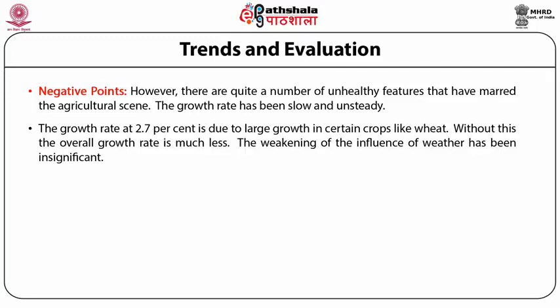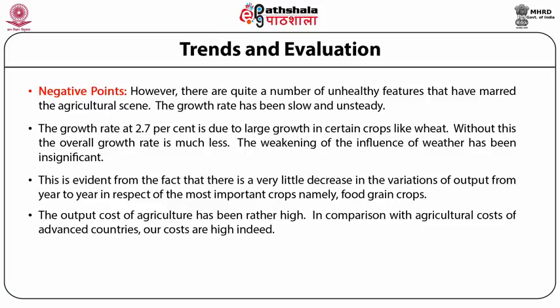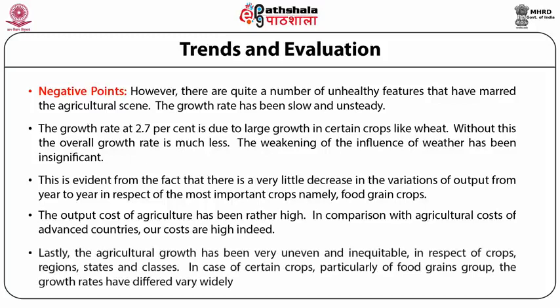The weakening of the influence of weather has been insignificant. This is evident from the fact that there is very little decrease in the variations of output from year to year in respect of the most important crops, namely food grain crops. The output cost of agriculture has been very high. In comparison with the agriculture costs of advanced countries, our costs are high indeed. And lastly, agricultural growth has been very uneven and inequitable in respect of crops, regions, states, and classes. In the case of certain crops, particularly of food grain groups, the growth rate has differed very widely.